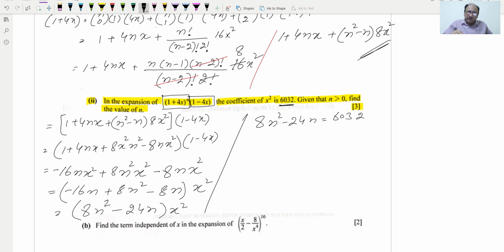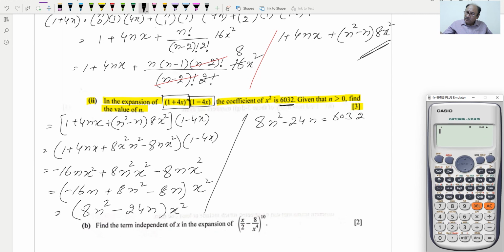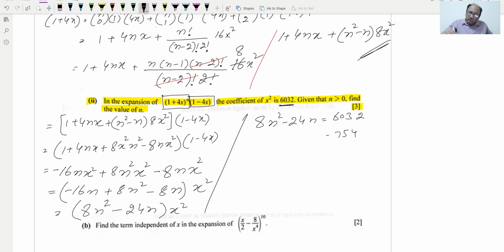We can divide everything by 8. So 6032 divided by 8 will be equal to 754. So this side will be 754, and if we divide by 8, this will be n square minus 3n, and we can rewrite n square minus 3n minus 754 is equal to 0.